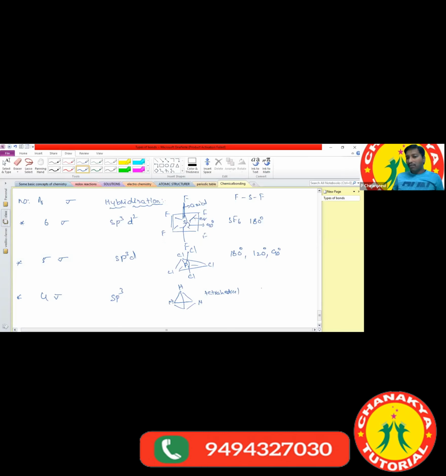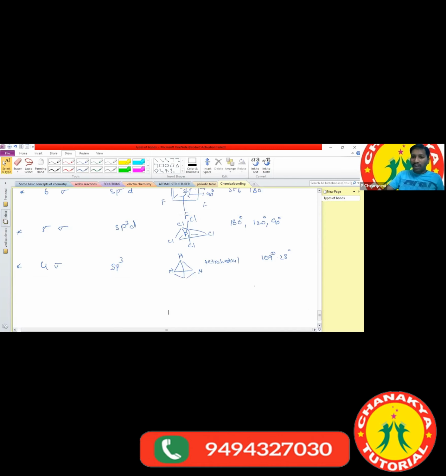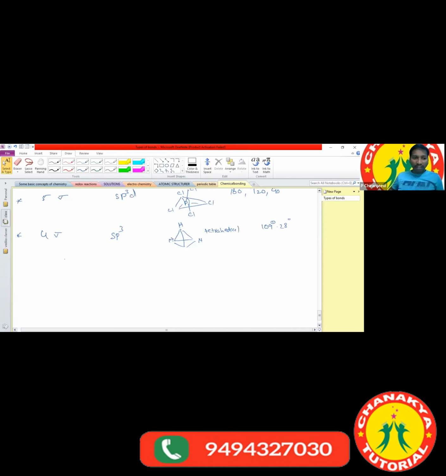In the tetrahedral shape, what is the bond angle? 109 degrees 28 minutes. If it has three sigma bonds, it exhibits sp2 hybridization. What is the best example? Just now we saw BF3. In BF3, we wrote a trigonal planar structure.